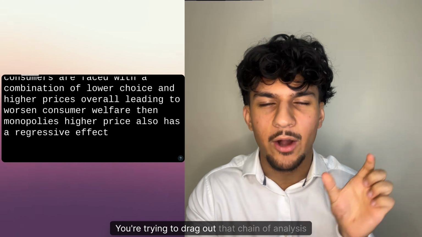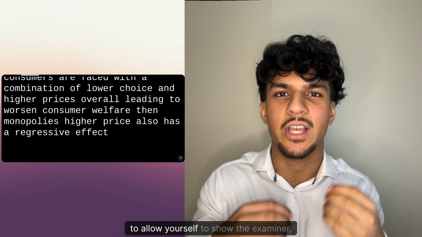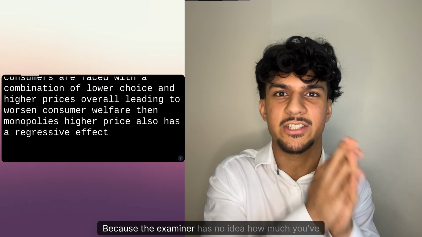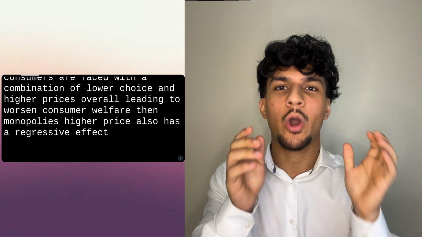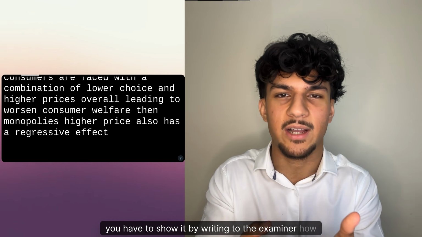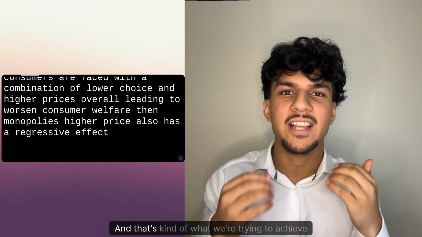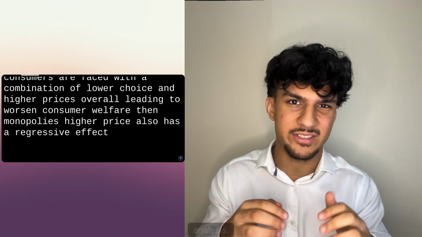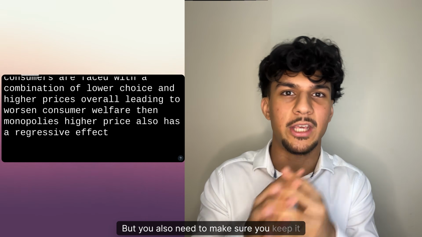You're trying to drag out that chain of analysis to allow yourself to show the examiner you know that content knowledge, because the examiner has no idea how much you've revised. You have to show it in your essay. You have to show it by writing to the examiner how much you know. And that's what we're trying to achieve with a step-by-step chain of analysis, but you also need to make sure you keep it relevant.